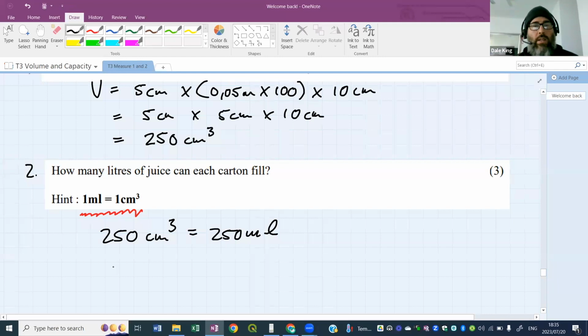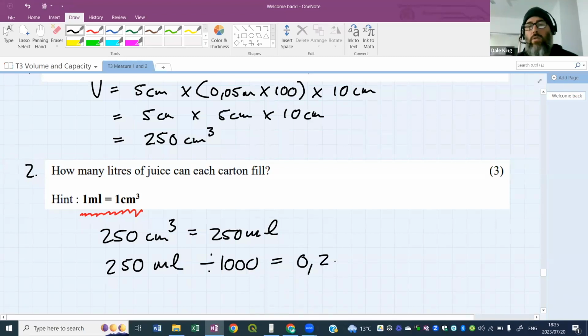Now, to change this to liters, we know that there's 1,000 milliliters in every liter. So to change this to liters, I divide it by 1,000. And this will give me 0.25 liters. Yes, we got it, ladies and gentlemen.